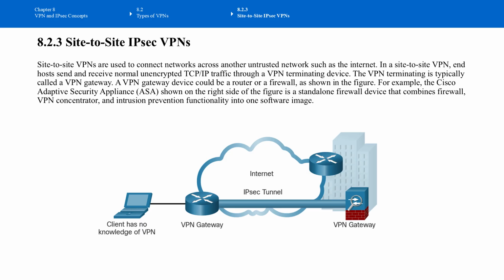The client simply sends normal network traffic to the local VPN gateway. The VPN gateway handles encryption, authentication, decryption, and tunnel management. This type of VPN is commonly used to securely connect a branch office to the headquarters, and office to office.